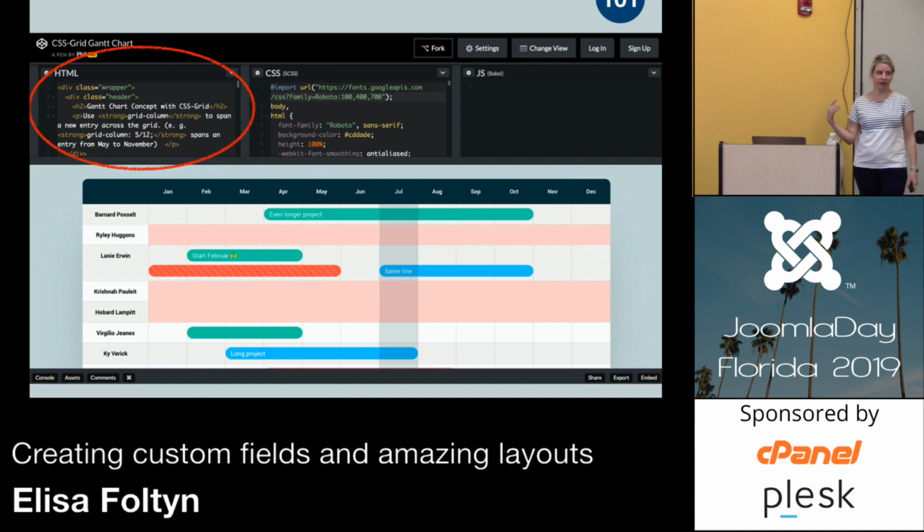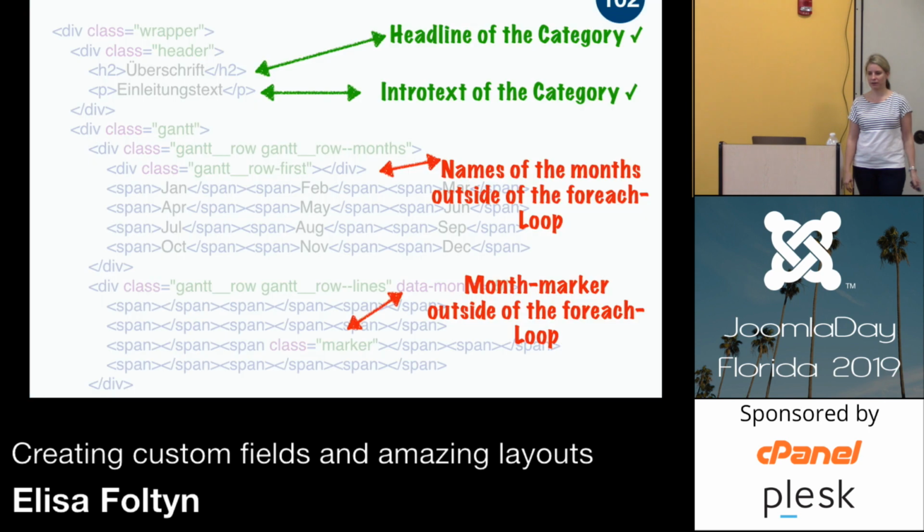Now I'm copying the HTML structure which is already given in the CodePen and just copy it into the block override, the whole thing. The one thing is, one part is outside of the foreach: the headline of the category, the intro text, the names of the months, and the marker. It's all outside the foreach because it doesn't repeat every time. That's the layout frame.